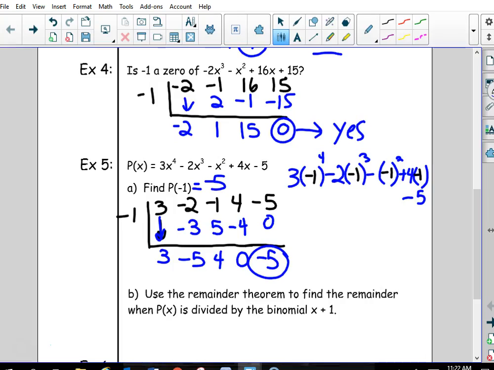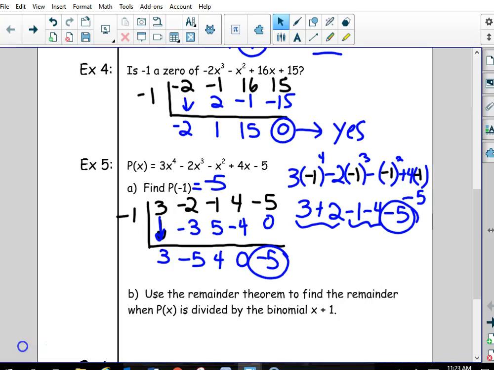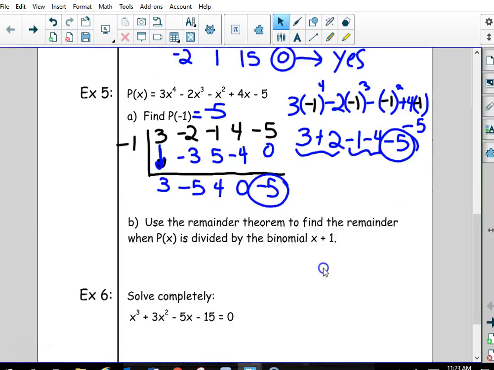-1 to the 4th power gives me a +1, so I get a 3. -1 to the 3rd power gives me a -1. -1 times -2 gives me a 2. And -1 squared gives me a +1, but the negative will make it negative, and I get a -4 and -5. So pretty clearly I'm left with a -5. So either way, I'll get the right answer. I'd prefer to do it that first way.